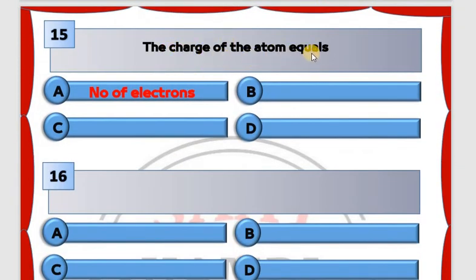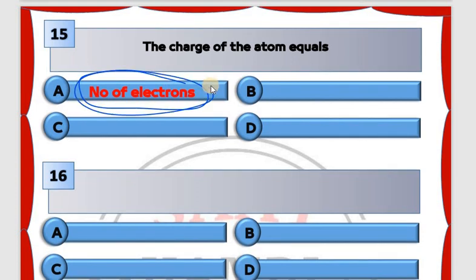The last question: the charge of an atom equals the total number of electrons.